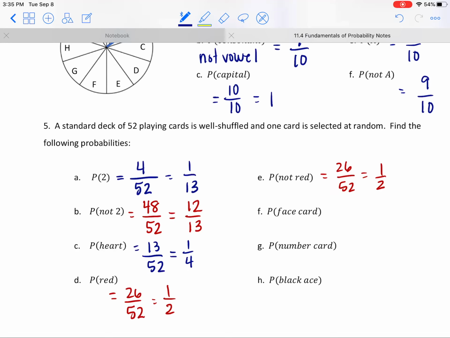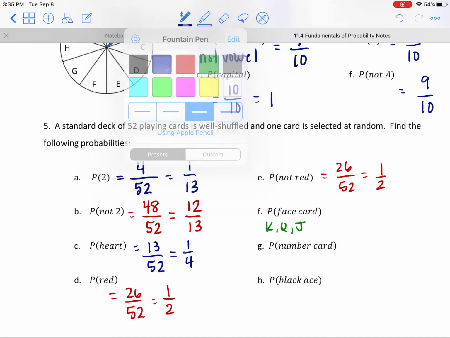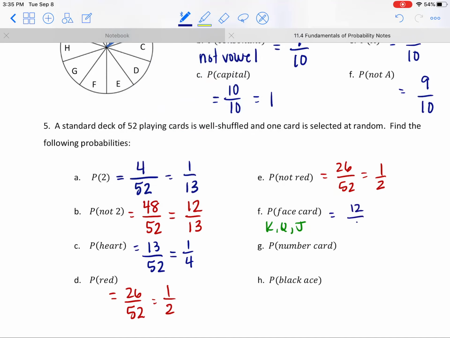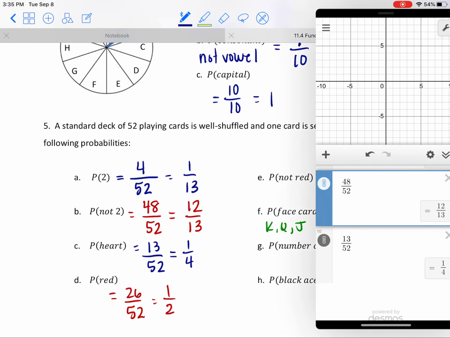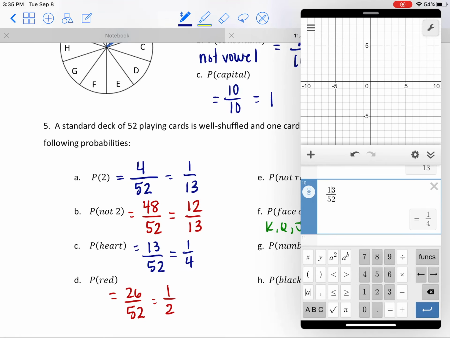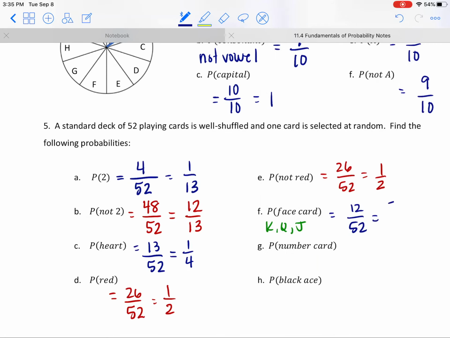Okay, face cards. Face cards are the kings, the queens, and the jacks. Okay, those are what we call face cards. And there are 3 of them in each suit for a total of 12 face cards out of the 52 cards in the deck. And 12 out of 52 reduces to 3 out of 13.